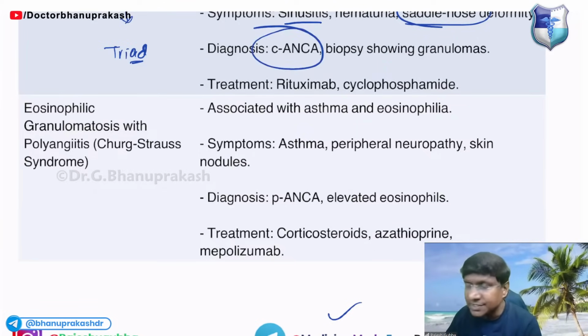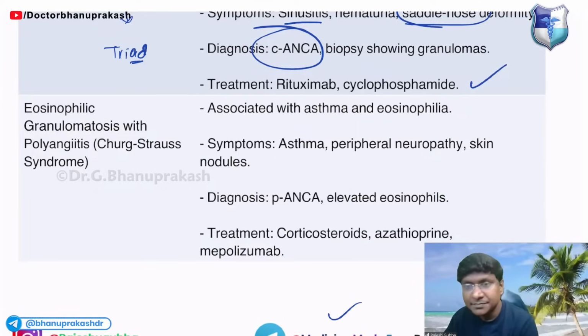What is the investigation of choice? The investigation of choice will be c-ANCA. And how do you treat? Immunosuppressants like rituximab and cyclophosphamide will be given, right?